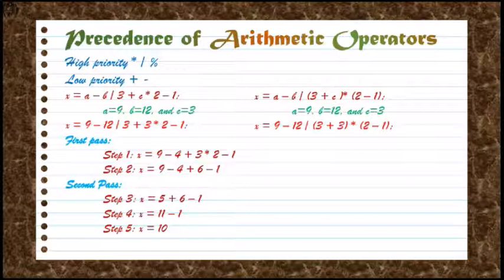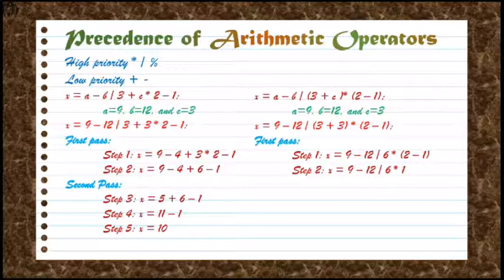In the first bracket, from left to right, 3 plus 3 is 6. So in pass 1, the statement becomes x equal to 9 minus 12 divided by 6 into, then again in brackets, 2 minus 1. So again in step 2, solve the other bracket. In step 2, the statement will be 9 minus 12 divided by 6 into 1. So now we have solved the parentheses.